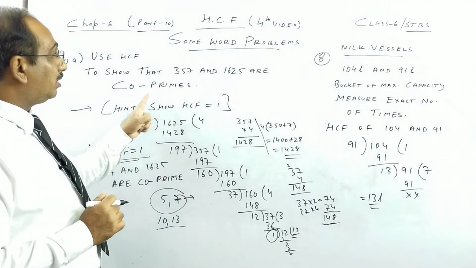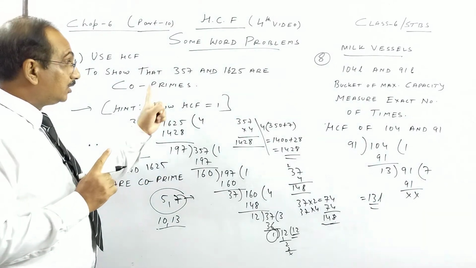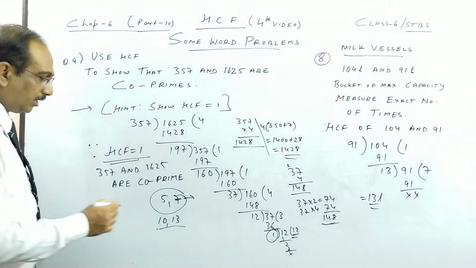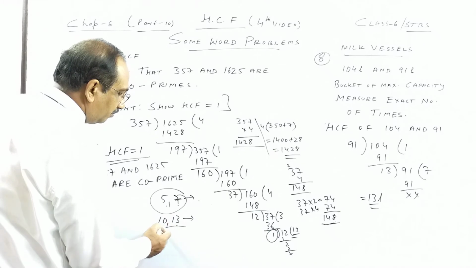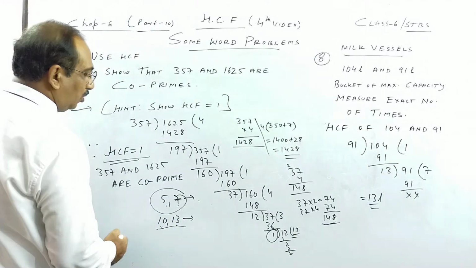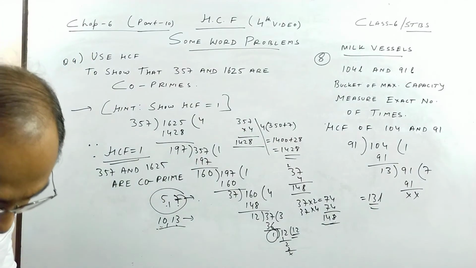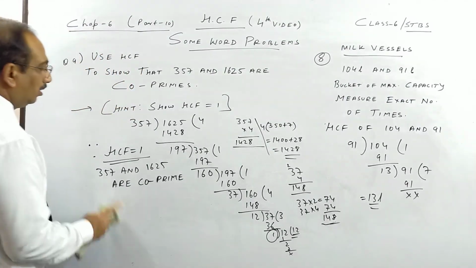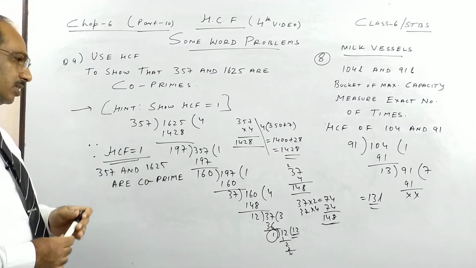So co-prime numbers may not be prime numbers, but there is no common factor between them. Hence their HCF is 1. Okay. So these numbers are prime as well as co-prime, and these two are not prime. This is not prime, this is prime, but they are prime to each other, means co-prime. Okay. So kindly pause the video and copy, and in the last sum, you had to show that HCF is 1.